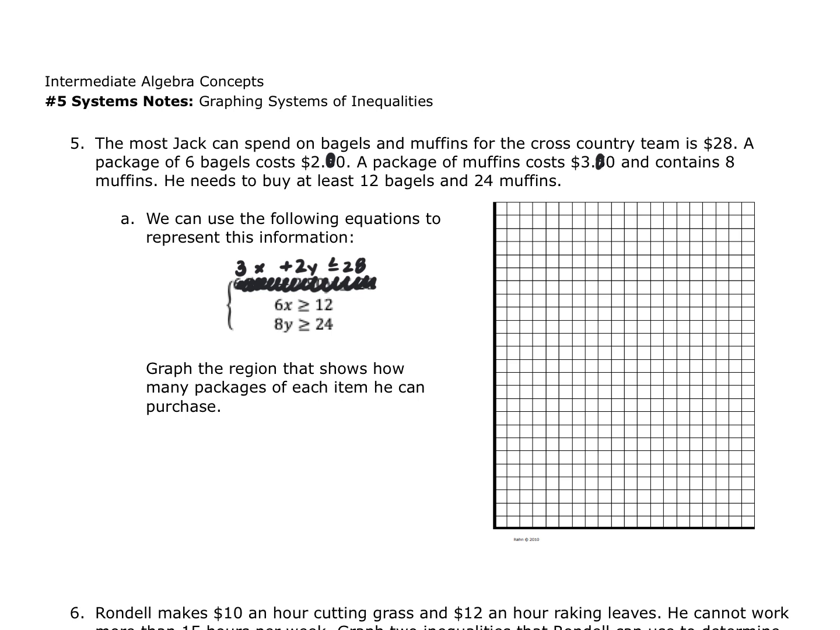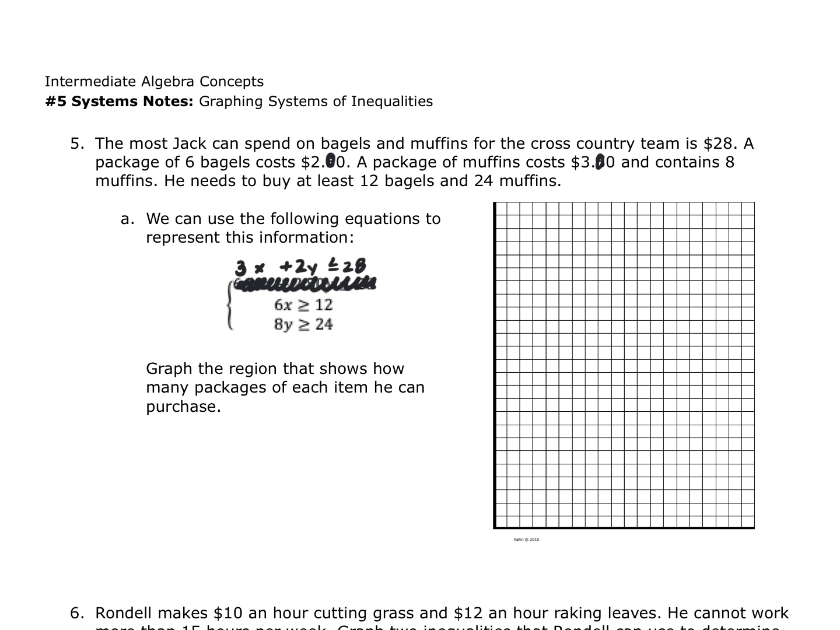Okay, so it says the most Jack can spend on bagels and muffins for the cross-country team is $28. A package of 6 bagels costs $2. And a package of muffins costs $3 and contains 8 muffins. He needs to buy at least 12 bagels and 24 muffins.